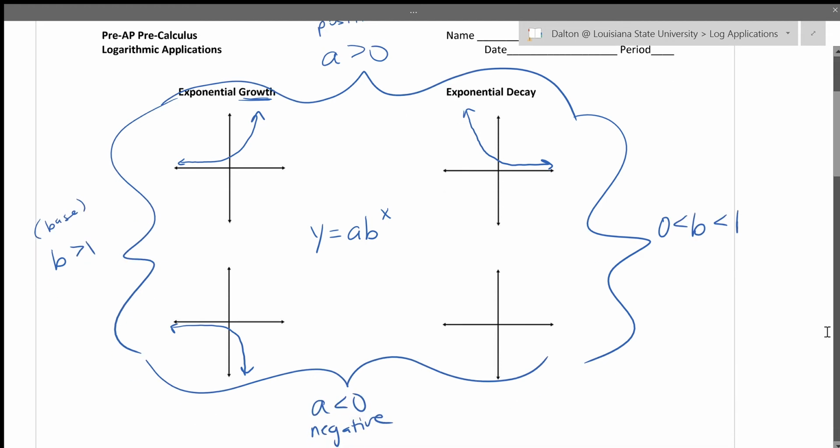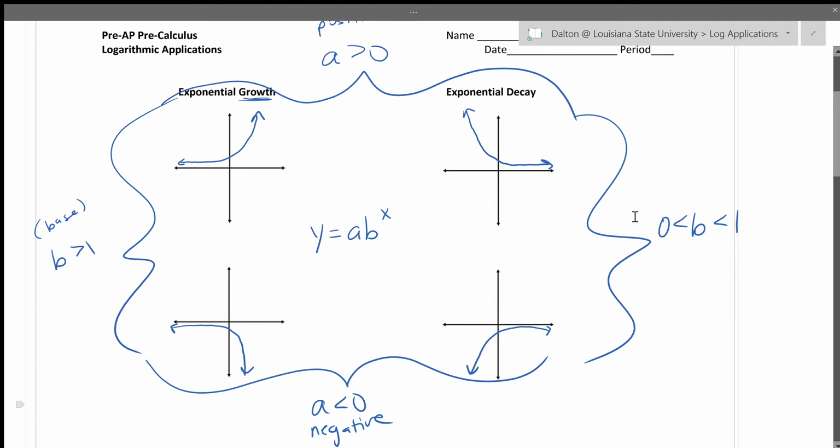And then, of course, our last graph is the combination of our exponential decay, where our base is between 0 and 1, and then if a is negative, so if our leading coefficient is negative, then it takes this exponential decay graph and flips it over the x-axis. So these are the four scenarios and how you get each of them based on what a and b are.